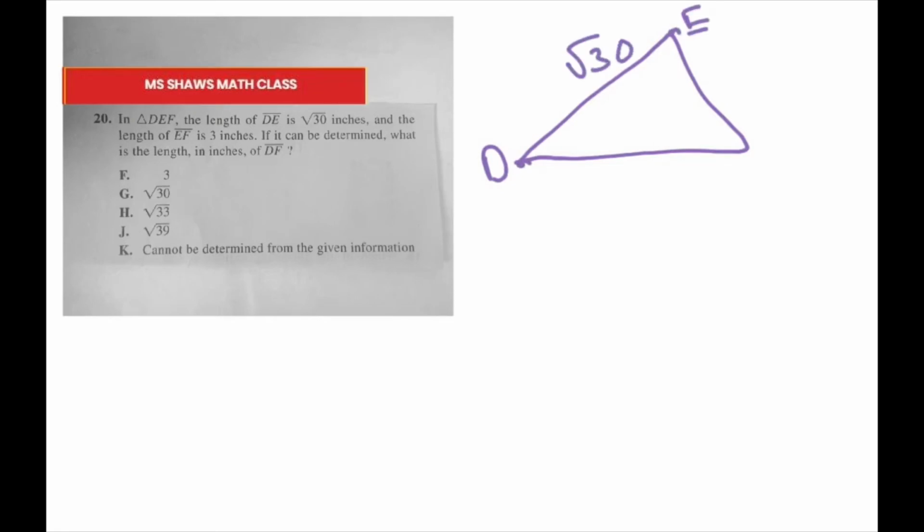The next one, what I did is I went ahead and drew a picture of this. I drew some random generic triangle, and triangle DEF. So DE, so I'll call this D and this E, is square root of 30, and EF is 3, and it says what is the length of DF? And you can't determine it because if you're going to have two sides like this, you have to also have an angle. You have to have at least three knowns, so you can use the law of sines or law of cosines. So that is K.